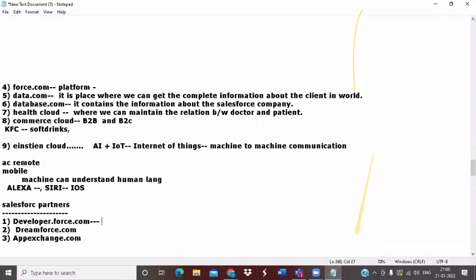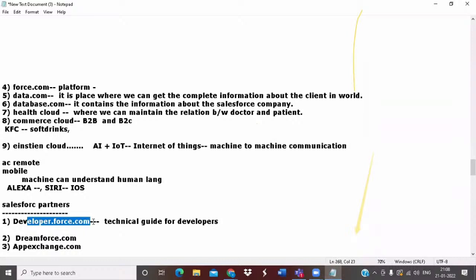Developerforce.com is a technical guide for developers. If a developer opens this guide, he can come to know the strength and potentiality of the Salesforce company, and also on the force.com platform, what he can develop, how he can develop, and what we can achieve. Once again, guys, listen carefully: developerforce.com is a technical guide to the developers.